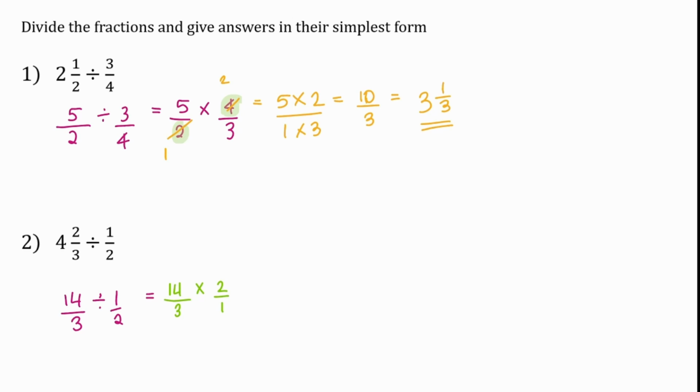Now, because my numerators and denominators cannot be simplified, I do not have any common factors. I'm just going to multiply this. 14 times 2 is 28, and 3 times 1 is 3. And because this is an improper fraction, a top-heavy fraction, we can write this as a mixed number. 28 divided by 3 is 9 with a remainder of 1, and my denominator will be 3.